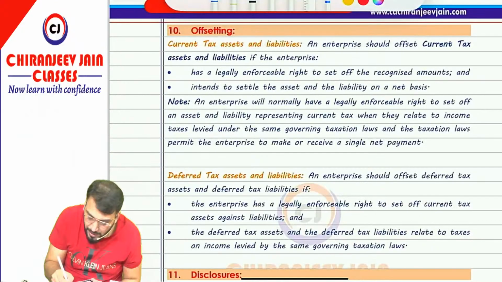There is one more point about offsetting. This type of question can be asked in MCQs. Can we offset current tax asset with current tax liability? Well, yes, if two conditions are satisfied. First, the entity has a legally enforceable right to set off the recognized amount, and the entity has an intention to settle on a net basis. So there are two conditions to offset current tax asset with current tax liability. Means suppose in one year the amount is payable, in another year the amount is recoverable, refundable. So can you offset in the balance sheet? Can we show one single amount? Well, yes, if the entity has the legally enforceable right to set off the recognized amount and the intention to settle on a net basis.